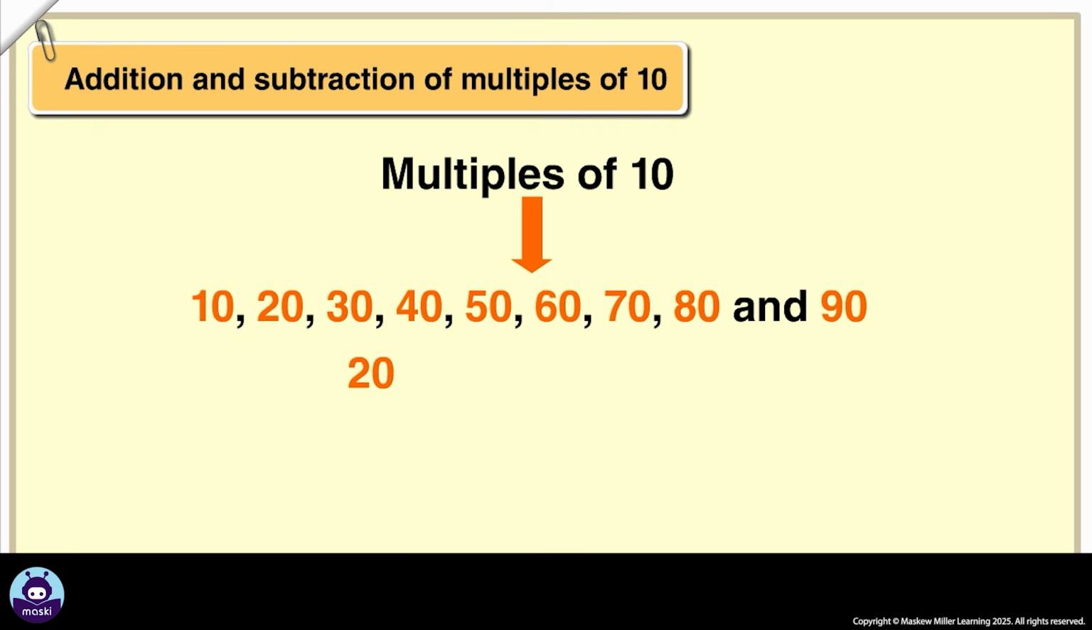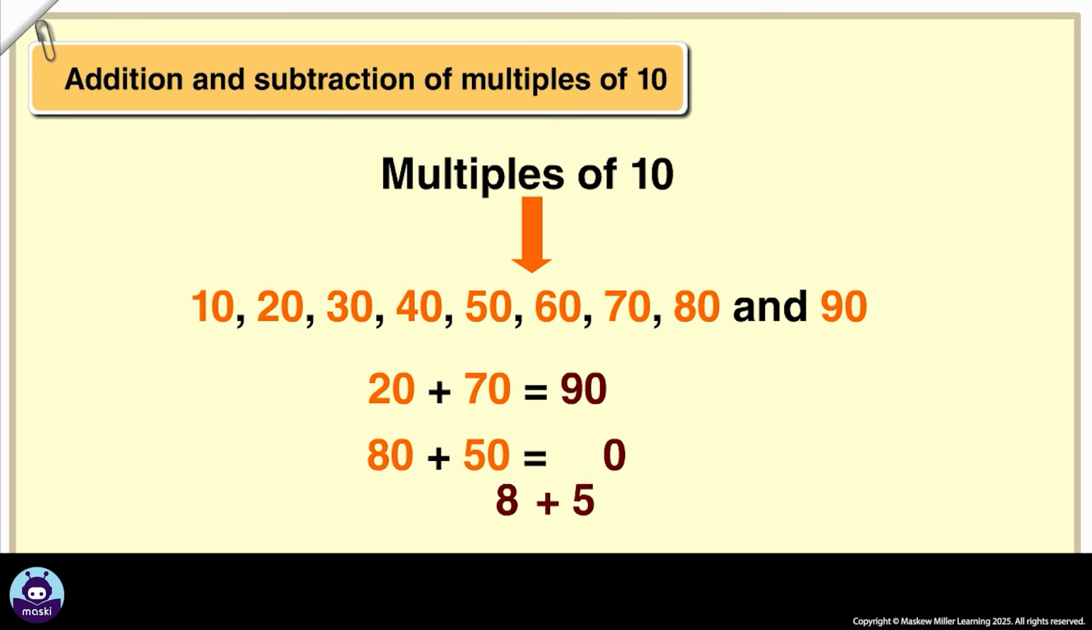For example, in 20 plus 70 in your answer, first write 0 and then add 2 plus 7 and then write 9 on the left of the 0. 20 plus 70 equals 90. 80 plus 50 equals 130. Notice that the answer may be more than 100.